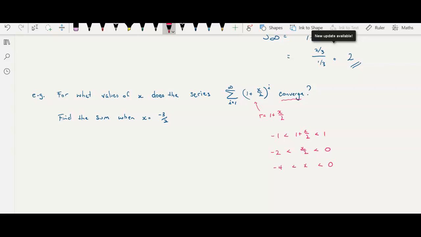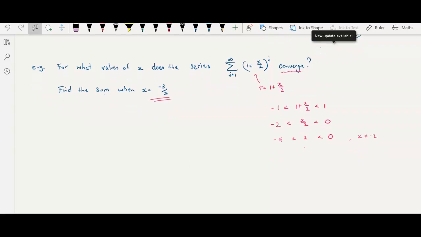Now we just need to make sure that we don't consider x equals -2 to be a solution, which is in this range. So we should just say x cannot equal -2, because when x is -2, I've got r equals 0, and that's a nonsense. So that's my solution. Now find the sum when x equals -3 on 2. That's certainly in my limiting sum range, so we can certainly work that out.